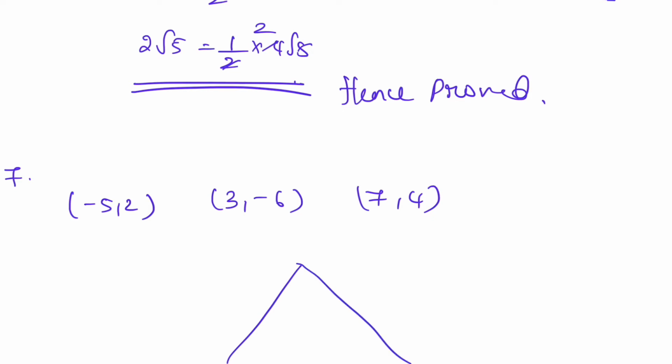So if I take a random triangle, (3, minus 6), let it be this. This is (minus 5, 2) and (7, 4). Through the vertex I need to find the median, right? Find the length of the median through this vertex. So this length we need to find. First we need to find this point, right? The median will meet the midpoint of the opposite side, right? So how can you find the midpoint?